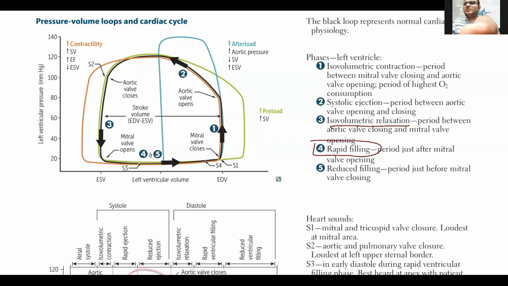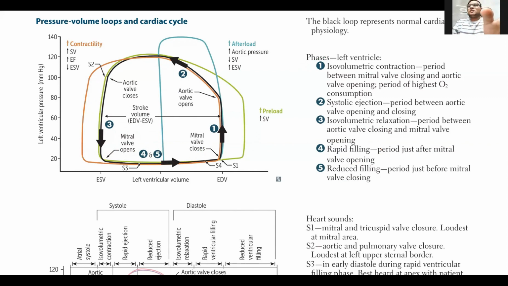What will be the next phase? The next phase is rapid filling. Rapid filling will start when diastole occurs. What happens when diastole starts is that the mitral valve opens, and there is the rapid filling. After that, there is reduced filling just before the closing of the mitral valve. And the cycle starts again with number one, that is isovolumetric contraction.